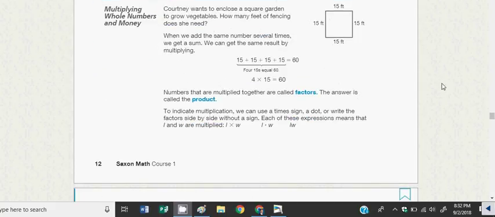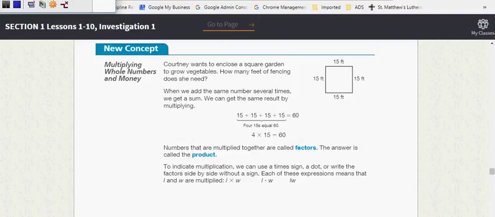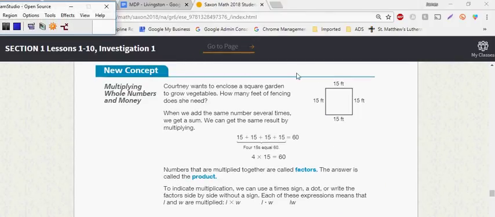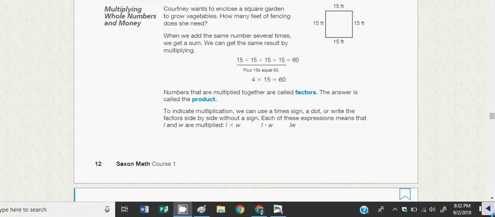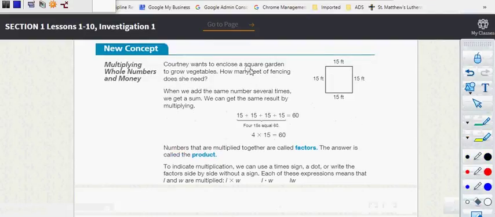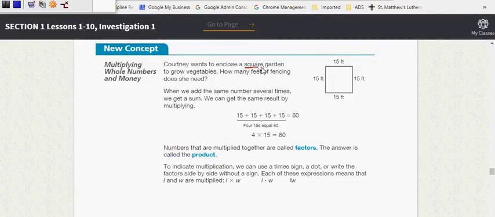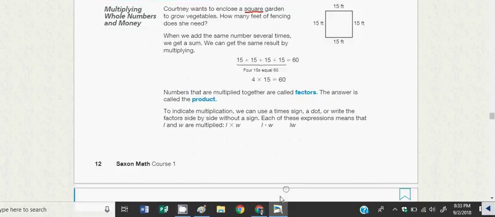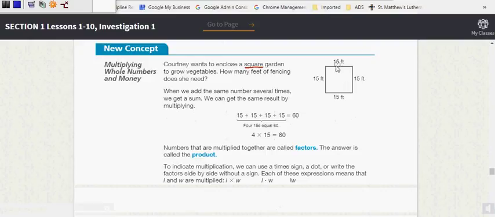Let me show you this new first concept. Courtney wants to enclose her square garden. Worth mentioning that it's square right off the bat based on what we know in geometry about what a square is. That already is telling us something when they share that information. And they've already started to draw it here. And if you were to be doing this problem for homework, you'd be drawing it yourself if they didn't give it to you. And they want to know, with this vegetable garden that's a square, how many feet of fencing does she need?